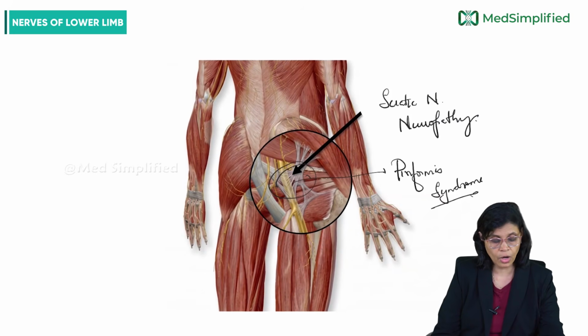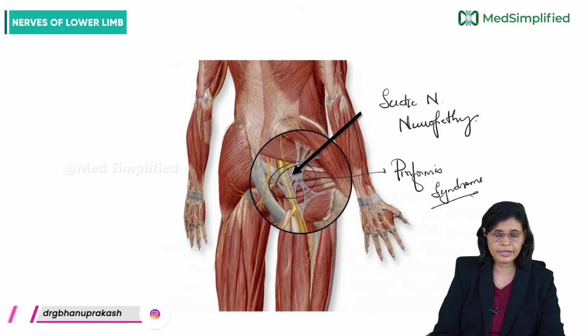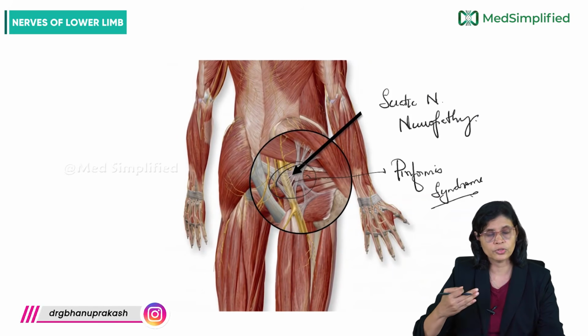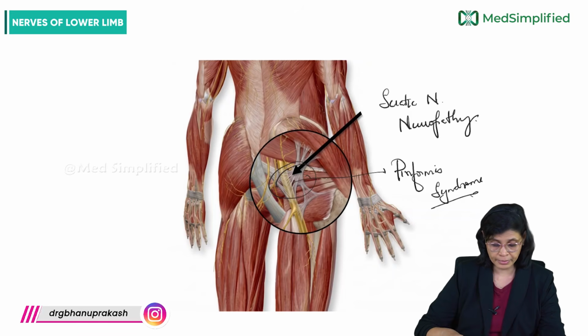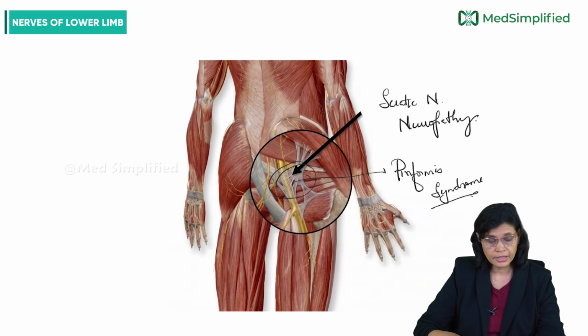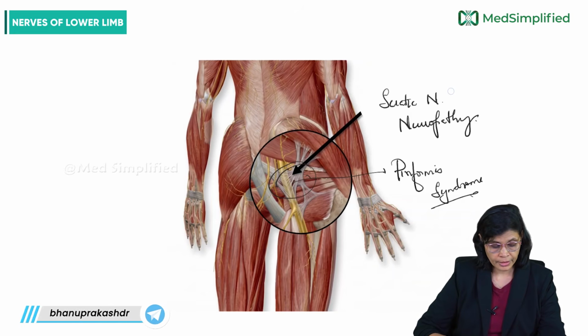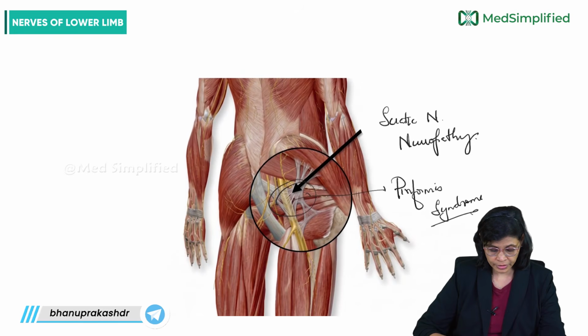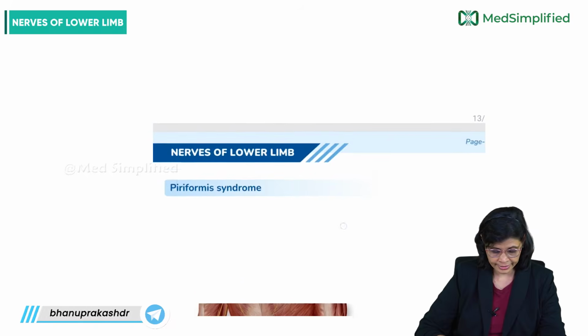It is a very common anatomical variant. Anatomically, when we see the course of the sciatic nerve, it is common to see it passing through the piriformis, but the entrapment very rarely happens. If it happens, it leads to sciatic nerve neuropathy. Then there is a very important condition which we call sciatica.